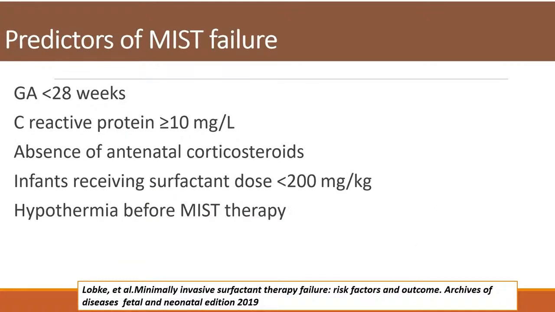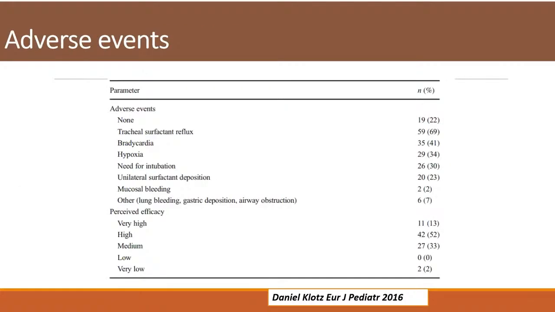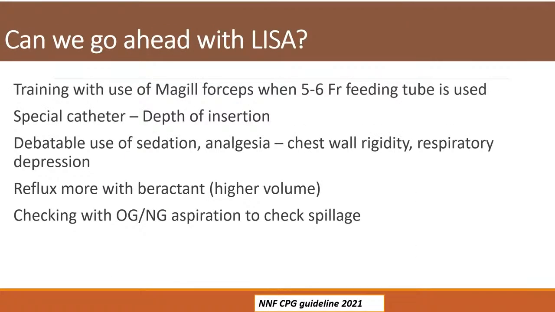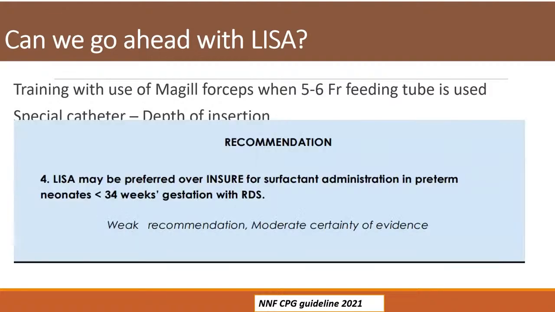And even with LISA, there have been studies looking at predictors of LISA or MIST failure, particularly newborns with a gestational age below 28 weeks, elevated C-reactive protein, or absence of complete course of antenatal steroids, or infants receiving surfactant dose below 200 milligram per kg, or developing hypothermia before MIST therapy, are found to have higher risk of failure of MIST or minimally invasive surfactant administration.